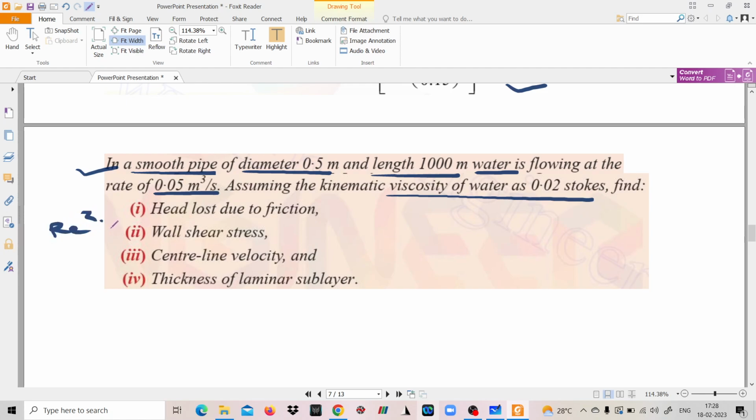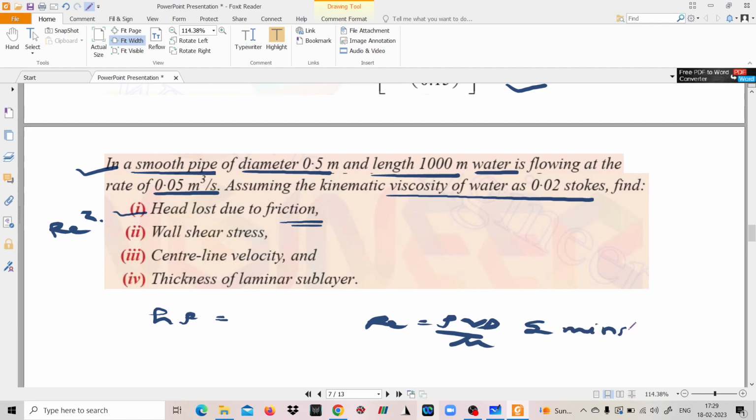You find the Reynolds number, and if possible you also find the head loss due to friction, because we have already discussed Darcy's equation. But at least find the Reynolds number. You calculate the Reynolds number, that is rho v d by mu. I'm giving you 5 minutes of time and then we'll discuss the solution. Okay.